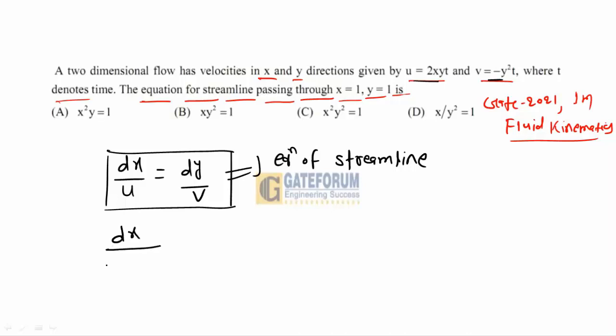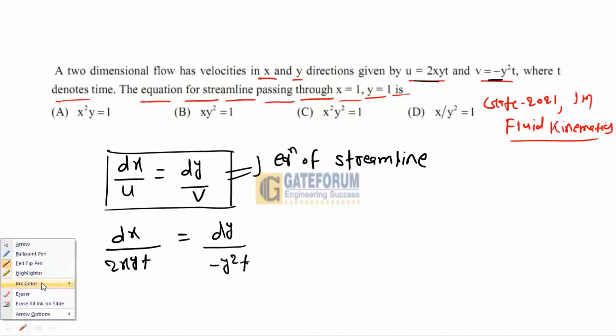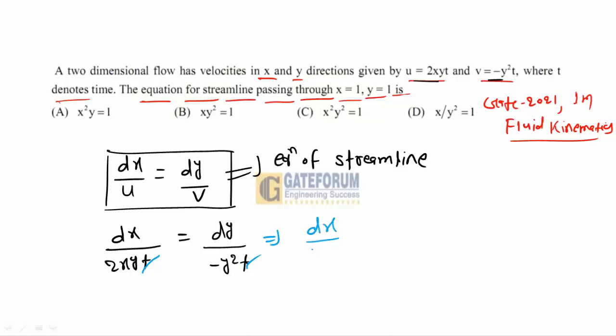What is the value of u? So dx upon 2xyt equal to dy upon, what is the value of v? Minus y squared t. See what will be cancelled out in this? So yes, we can say, sir, time and time will be cancelled out. One y will be cancelled out. So we can say that dx upon 2x is equal to minus of dy upon y.